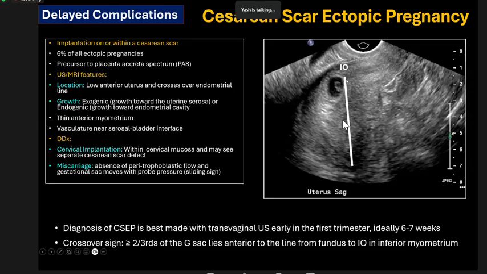It can also have differentials like cervical implantation, but cervical implantation is going to be more in the cervix. And it can also be mimicked by spontaneous abortion, but we can always throw in color and see if there is no vascularity. And when we are doing a transvaginal scan, we can always see the sliding sign, which is present in spontaneous abortion and not in C-section scar ectopic, unless it is also aborting.